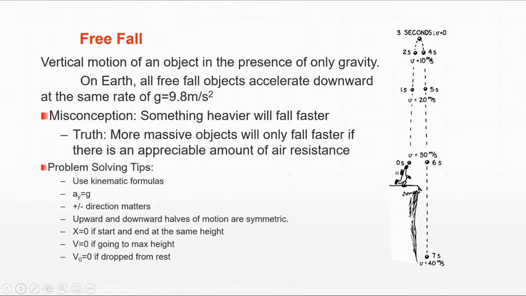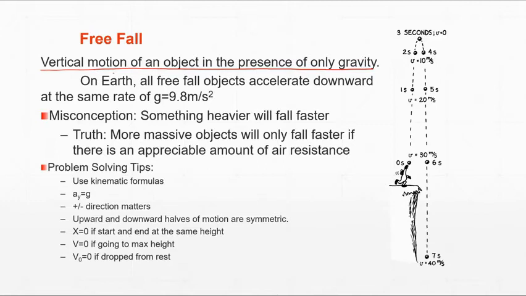Now, when you think about something, like say I drop a ball, something is going to cause that ball to drop. What is it that causes that ball to drop? That ball is caused to drop by gravity. There is a gravitational force that's pulling that ball towards the center of the earth. So free fall is the vertical motion of an object in the presence of only gravity. On Earth, all free fall objects accelerate downwards at a rate of 9.8 meters per second squared.